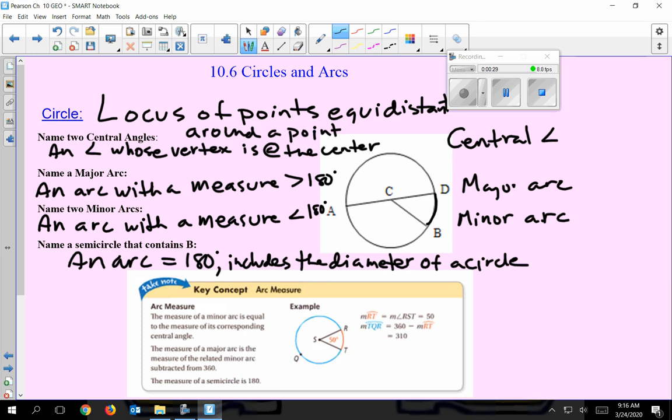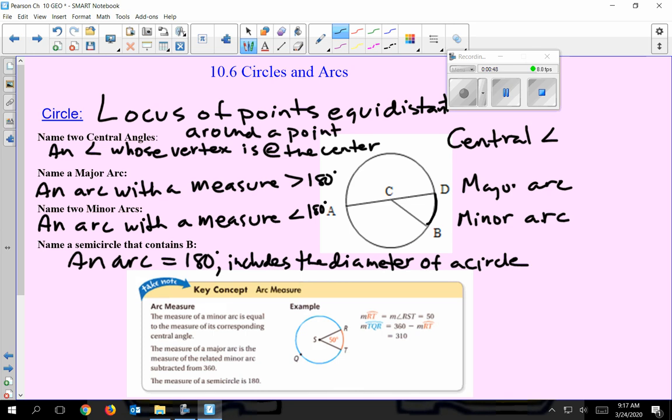So we kind of defined central angles back when we were doing polygons. And a polygon was really circumscribed or inscribed in a circle. So central angles are part of what a circle is too. Okay. So I got a bunch of definitions here.